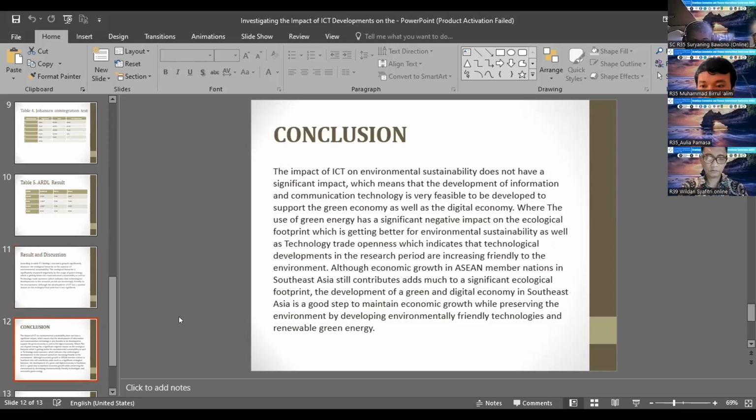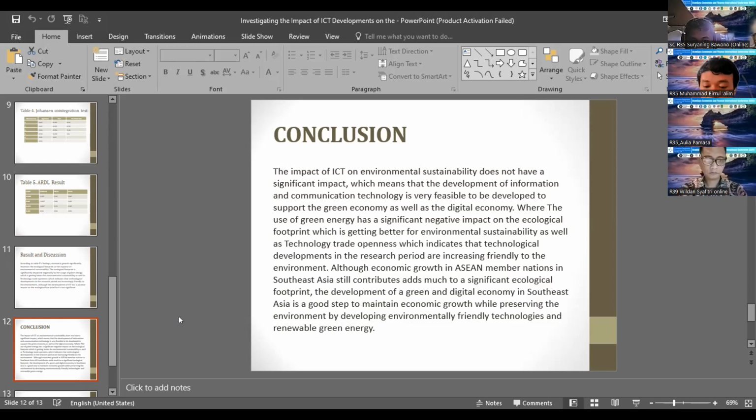Okay, last is the conclusion in the study. The impact of ICT on environmental sustainability does not have a significant impact, which means that development of information and communication technology is very feasible to be developed to support the green economy as well as digital economy, where the use of green energy has a significant negative impact on the ecological footprint, which is getting better for environmental sustainability, as well as technology trade openness, which indicates that technological development in the recent period is increasingly friendly to the environment. Ultra economic growth in ASEAN member nations in Southeast Asia will contribute to a significant ecological footprint.